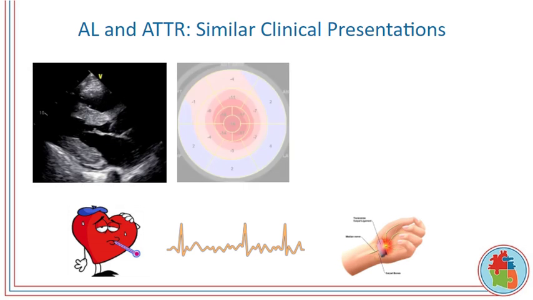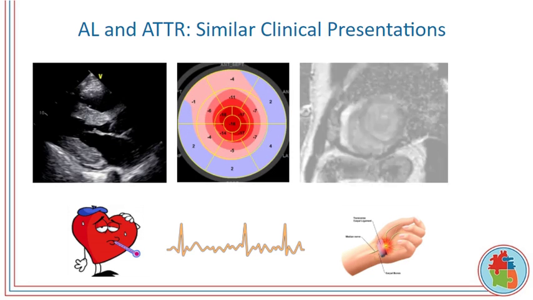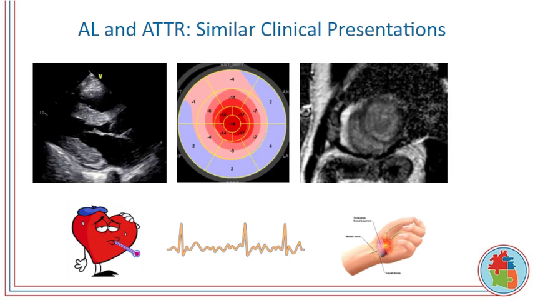Similarly, the findings on basic cardiac imaging are essentially identical for AL and ATTR. These findings include increased LV and RV wall thickness, apical sparing pattern of longitudinal strain, and typical findings on cardiac MRI, such as diffuse subendocardial late gadolinium enhancement, increased T1 relaxation times, and increased extracellular volumes.